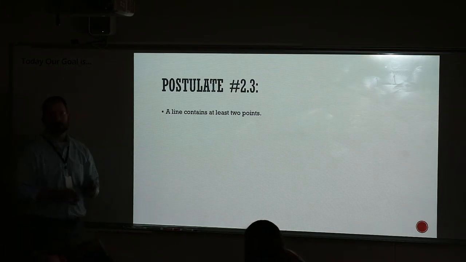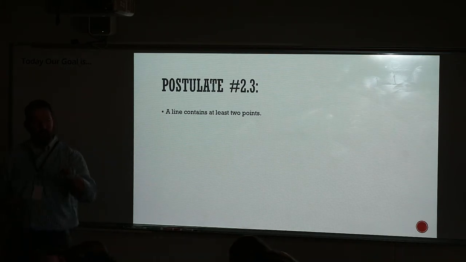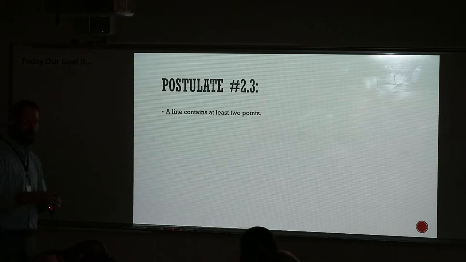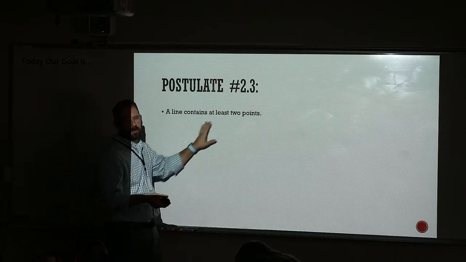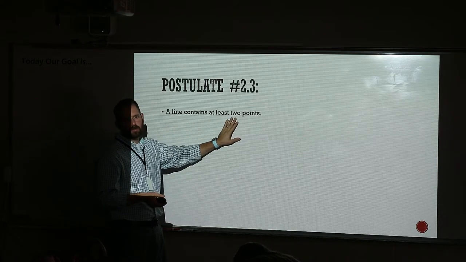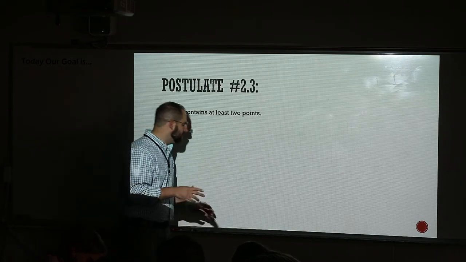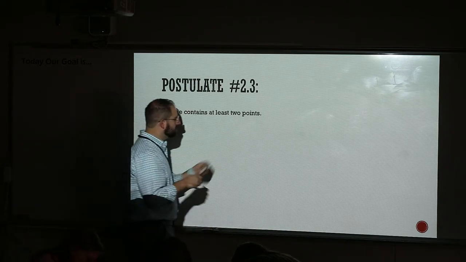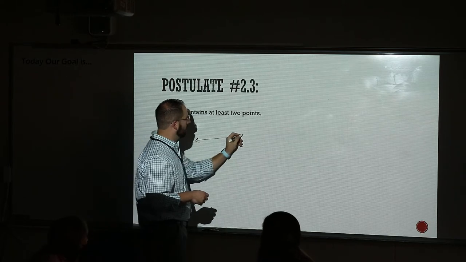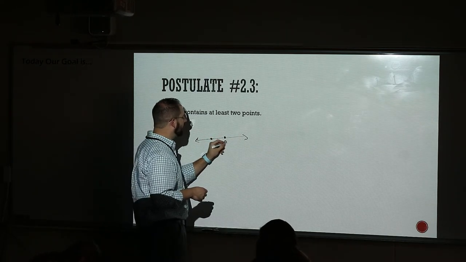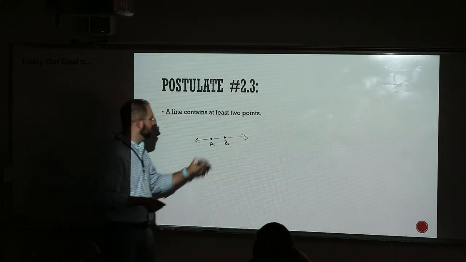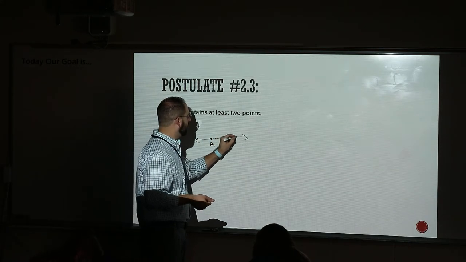A line contains at least two points. So now, I'm not just starting with two dots, I'm going to draw a line connecting them. I'm saying that when you are given a line, there has to be a minimum of 2 points on it, at least 2 points. Now, when you actually think about a line like this, there has to be a minimum of two on there, but how many points are actually on this line if you think about it? Yeah, there's an infinite number.